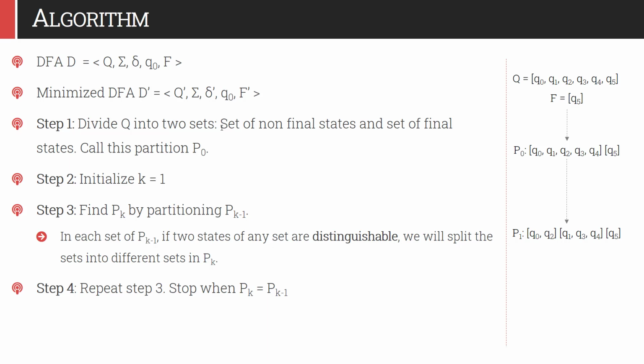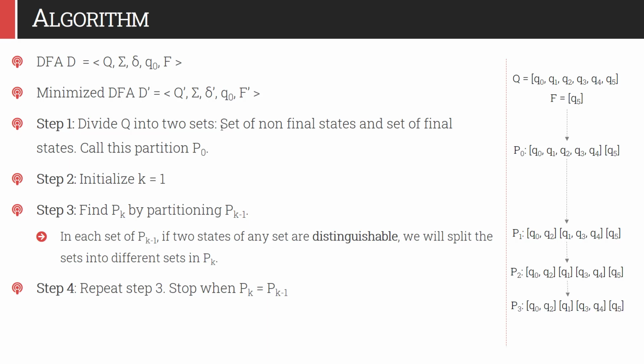And we will do the same check for the states q1, q3, q4. If they are distinguishable, then split them. So q1 is distinguishable from q3 and q4, so we are doing this, and we are getting the p2. Again we will go back to step 3 and iterate to check whether q0, q2 are distinguishable and q3, q4 are distinguishable or not.